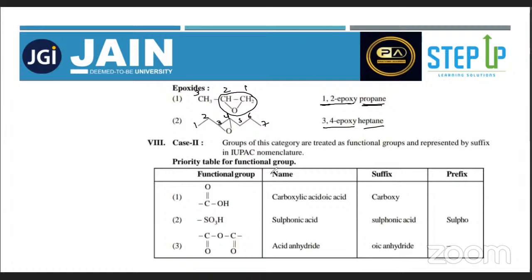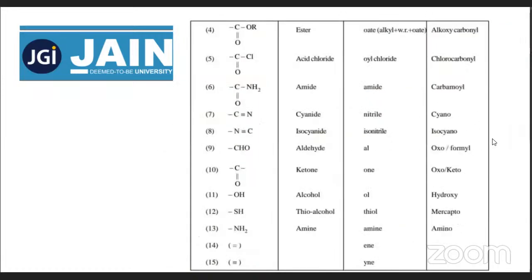Okay, so case 2, where things can be used as suffix as well as prefix. The functional group COOH, carboxylic acid, is used as suffix oic acid. Sulfonic acid: the suffix is sulfonic acid, and when used as prefix it is sulfo. Like that only we have for acid anhydride. This has all been tabulated. Okay, these are the tables for them.